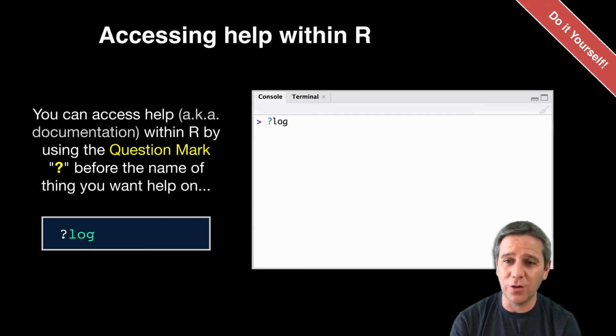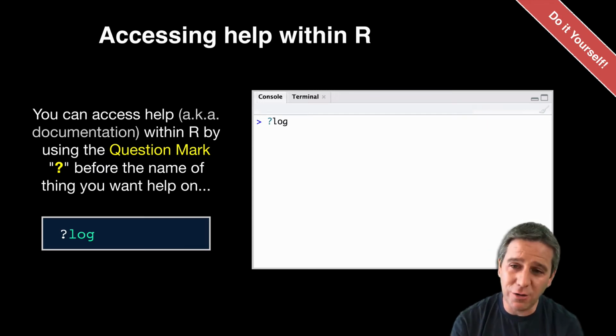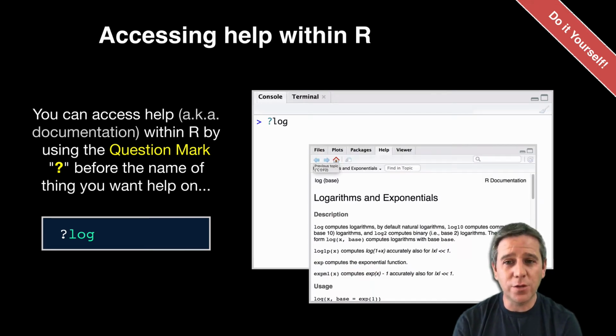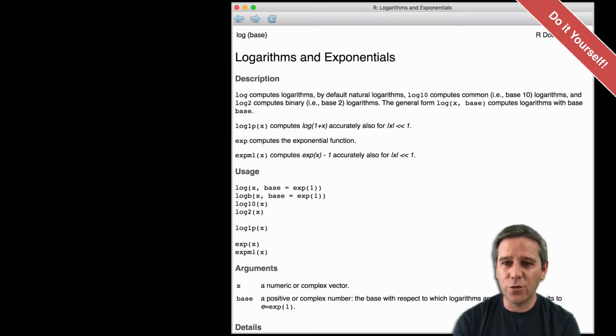So here I'm going to look for help on this function called log. So I'm going to write question mark log, I push return, and it opens up this help panel here with the inbuilt R documentation page for this function. I'm going to click on this little pop-up menu icon just to make it a little bit more visual, a little larger in my window, and I get a larger view of this same help page here.